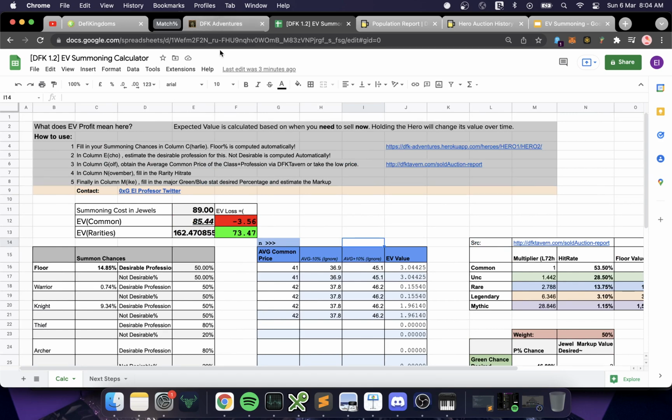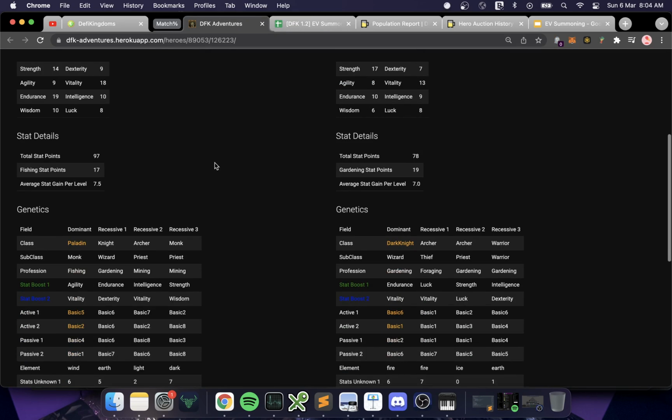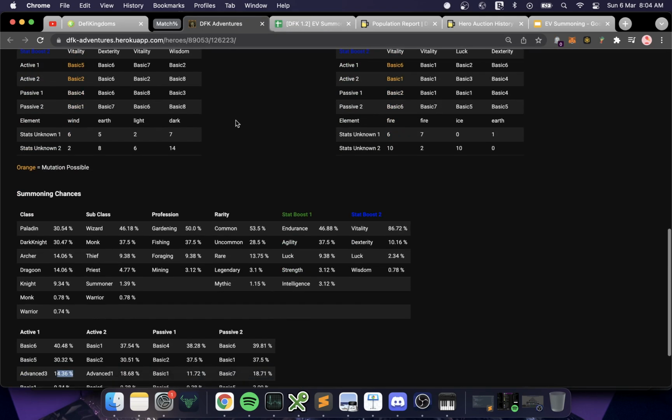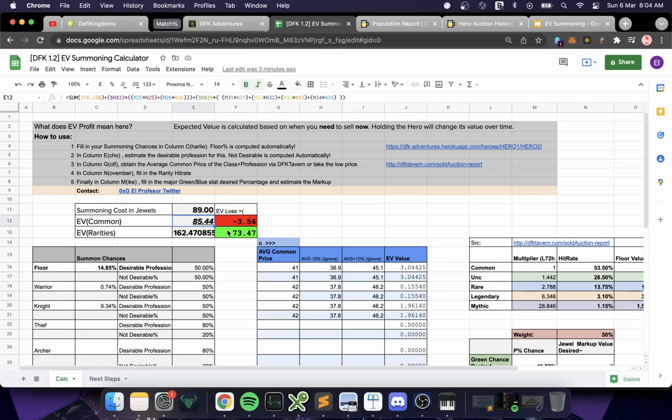So what I did for my summon is I actually put everything in the calculator as well. So the number you see here is basically what I will expect. So I probably lose out for the sake of the guild, but hopefully I get a mythic, and then I make big profits, and then we can share the profits.